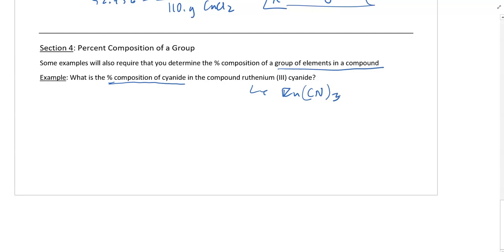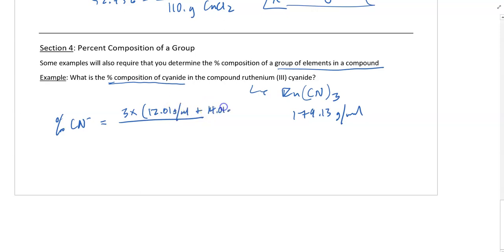And then the total molar mass for this ends up being 179.13 grams per mole for the whole thing. Speeding along. So how do you get the percent composition of that cyanide? Well, percent composition of cyanide is going to equal the part that is cyanide. In this case, we have 3 of them, so I'm going to do 3 times the group altogether, which is collectively carbon and nitrogen, so 12.01 grams per mole plus nitrogen, which is 14.01 grams per mole.